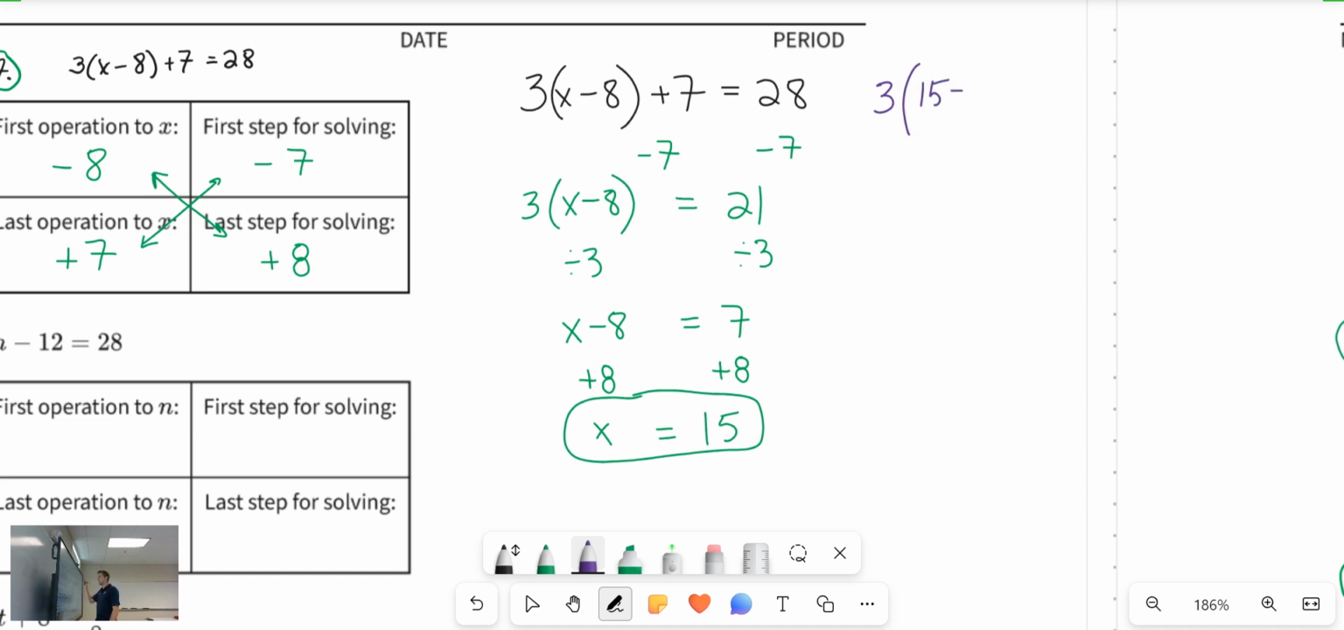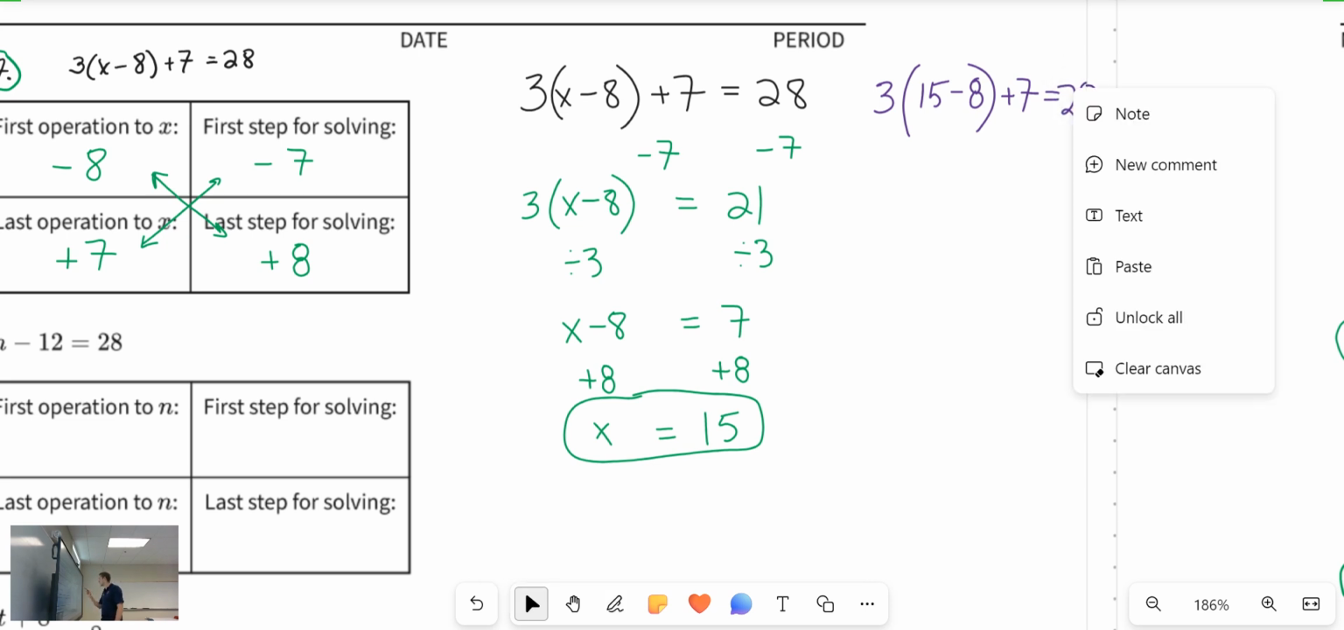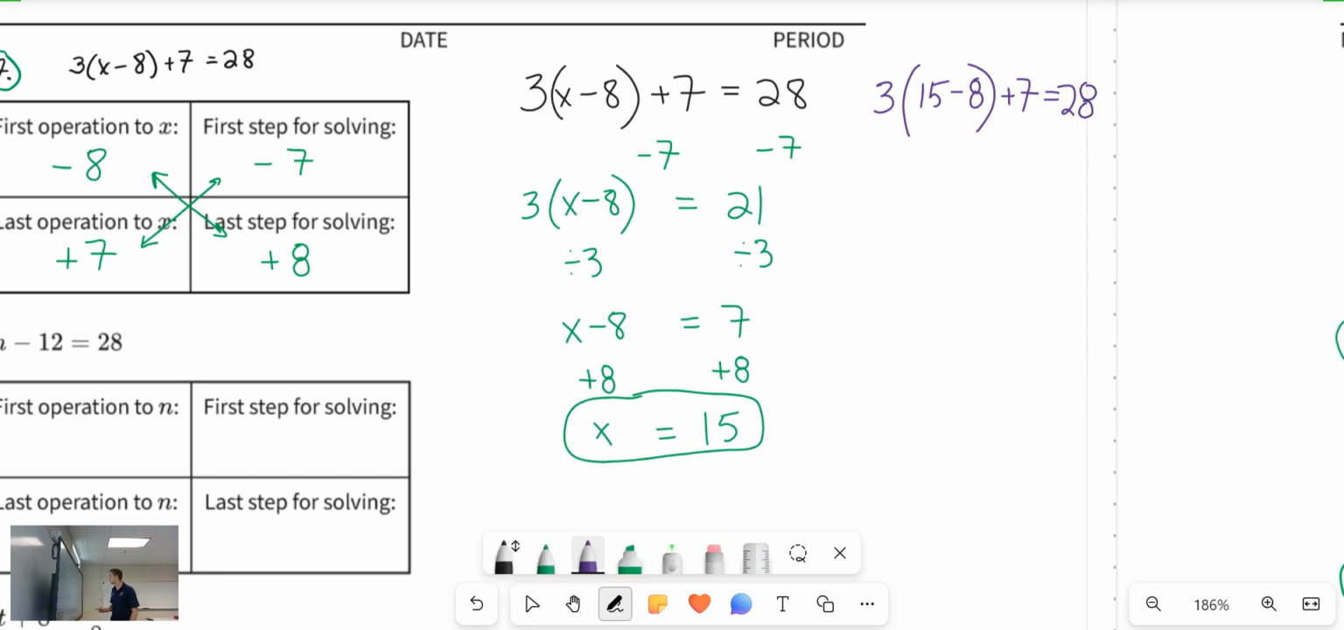15 - 8 + 7 = 28. And we went a little bit off the page, but that is okay. We will be just fine with that. Oh, that 8 is real messy, though. I'm not sure I like that. Let's try that again.